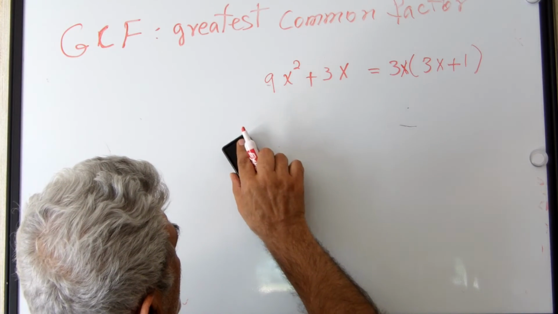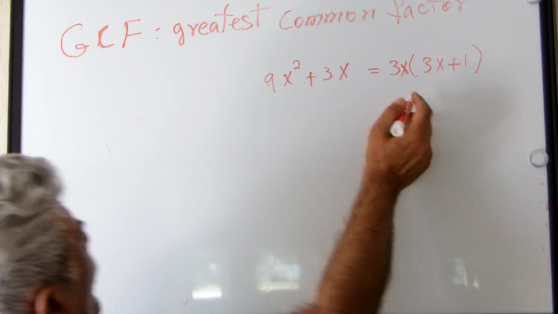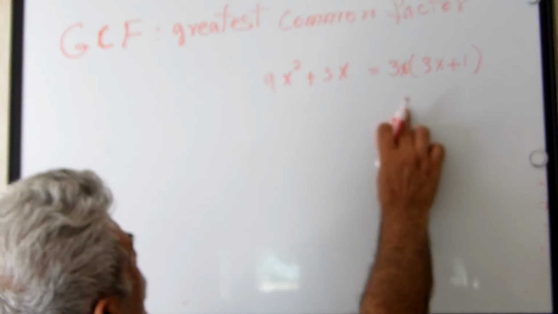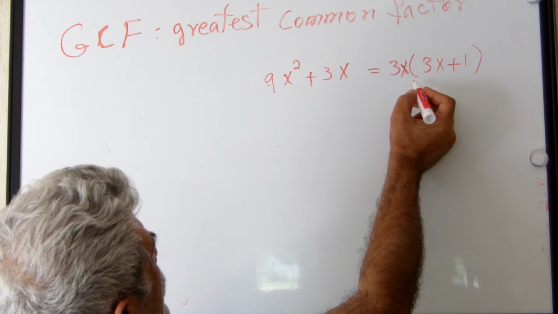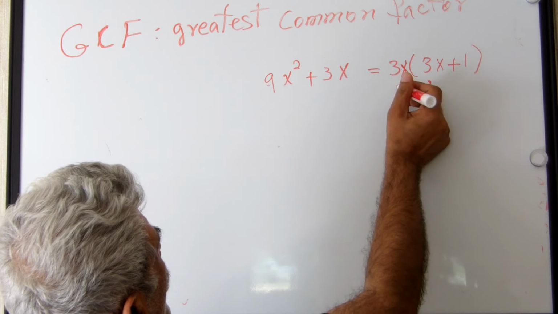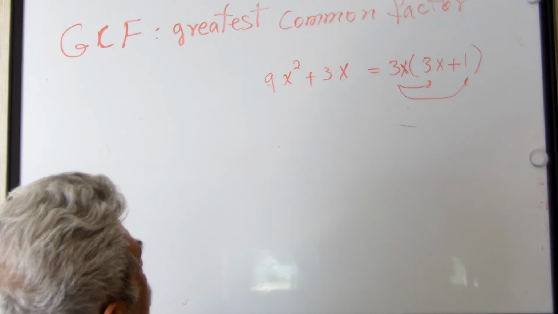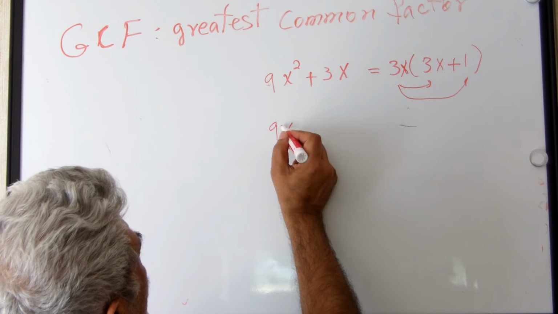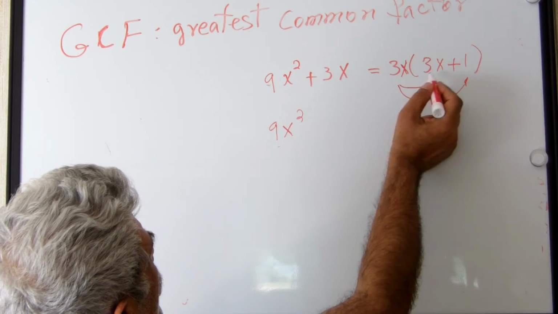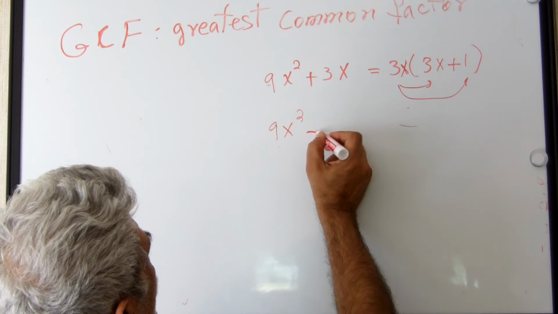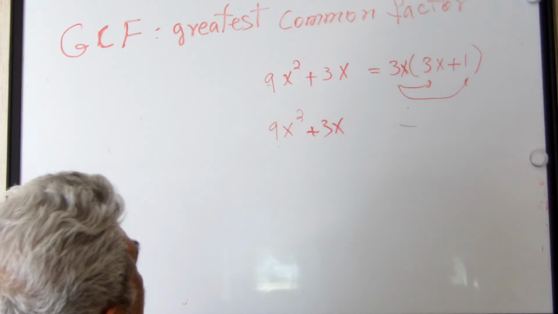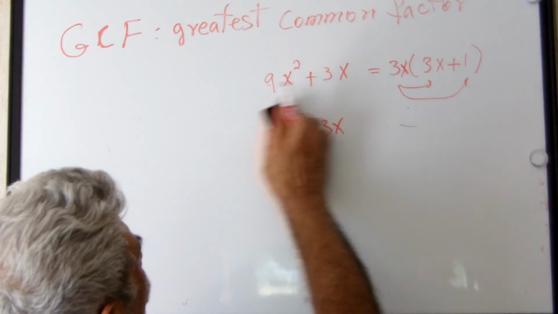Okay, is that right? If you have to, you can check. Sometimes you make a mistake. You have to check. So what we do is multiply 3x by both items. It's going to be 9x squared plus 3x. You get the same answer.